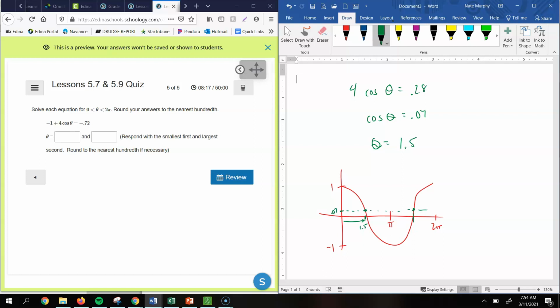So I want to figure out what this value would be. This distance would be the same distance of 1.5. So we're going to take 2 pi minus 1.5 to get that other value. When you do that, we get 4.78. So those would be our two values of theta: one starting with 1.5, and the second one being 4.78.